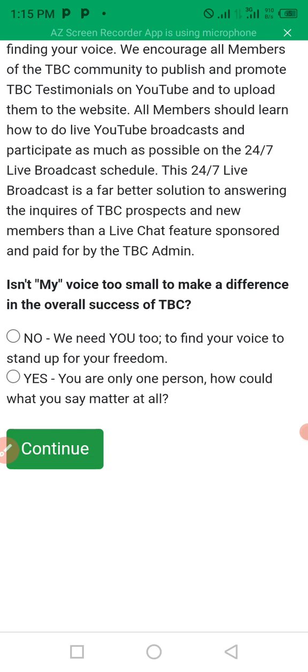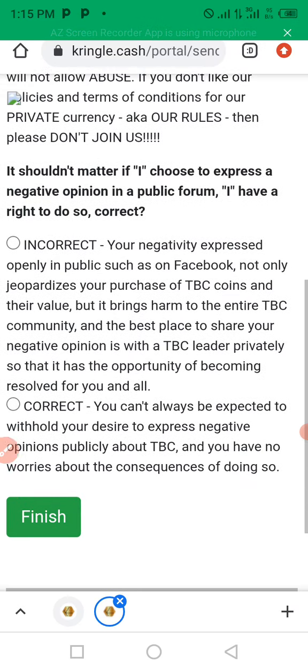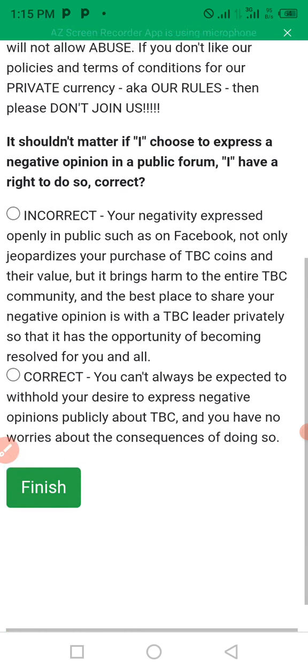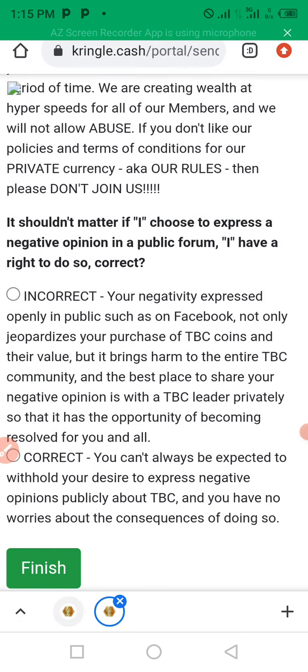Number 2, yes, you are only one person. How could what you say matter at all? Let's choose number 1 and see. So that is the correct answer. 1 is the correct answer.